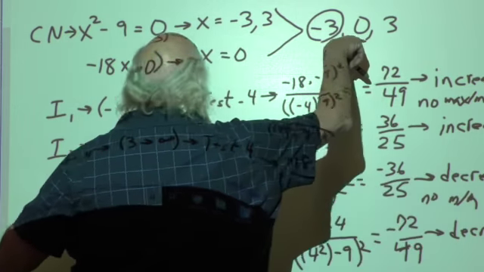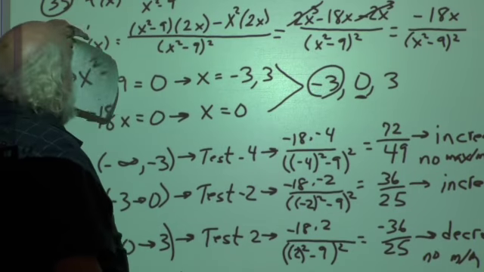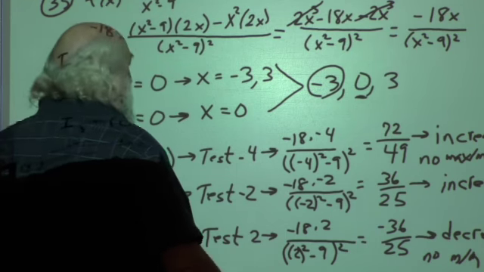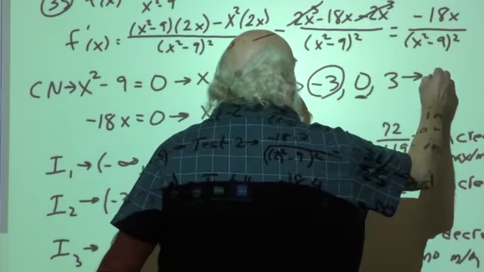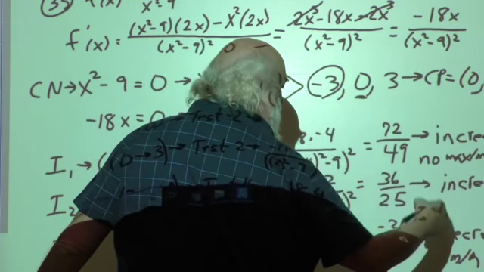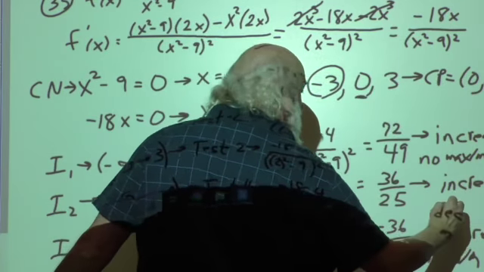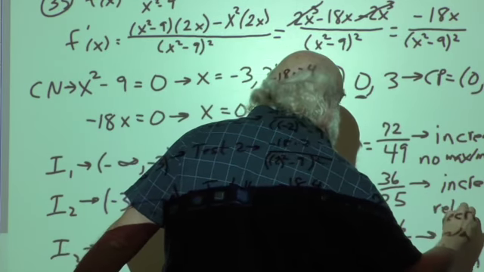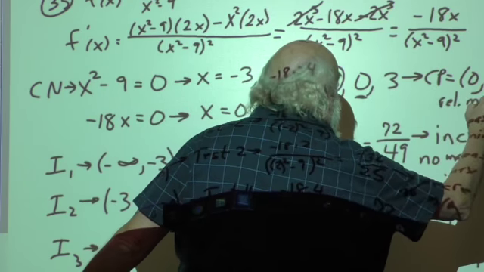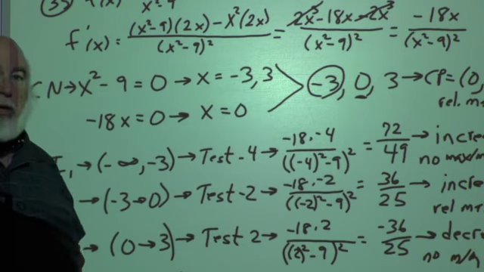Here, however, if I go to the 0 right there, if I plug that in right here, 0 over negative 9 gives me 0. So the critical point is (0, 0). That's going to fit in right here. And going from increasing to decreasing, this is going to create a relative max for that critical point. Relative max. Okay?